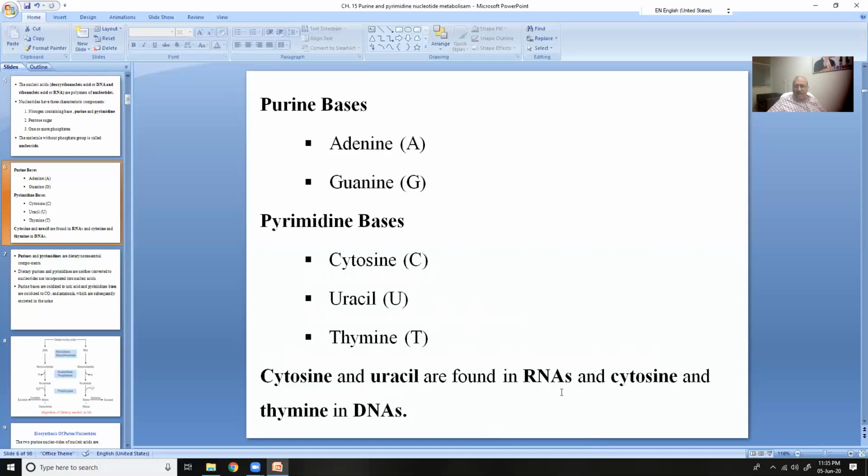Cytosine and uracil are found in RNA, and cytosine and thymine in DNA. Sorry, thymine is not there in the RNA. In RNA, uracil is there.